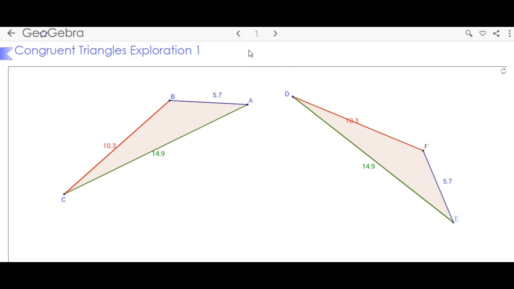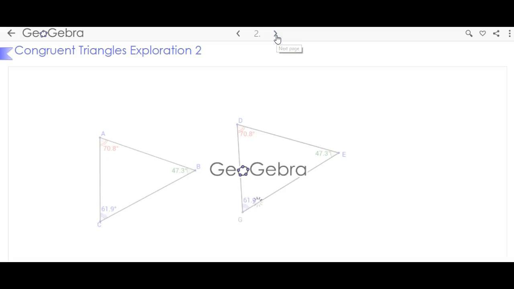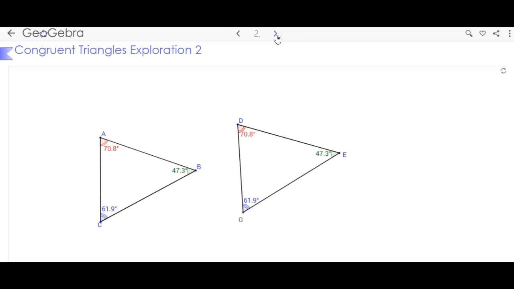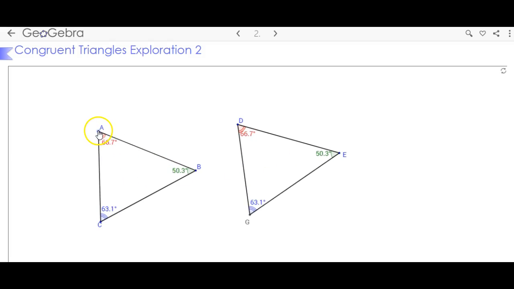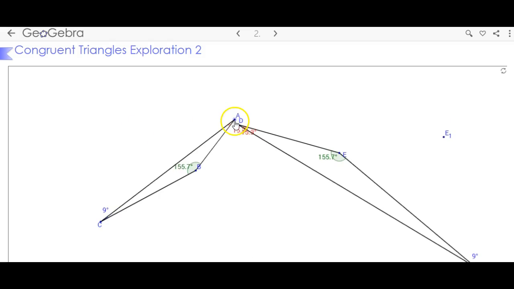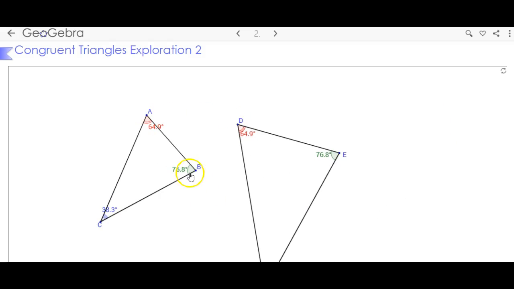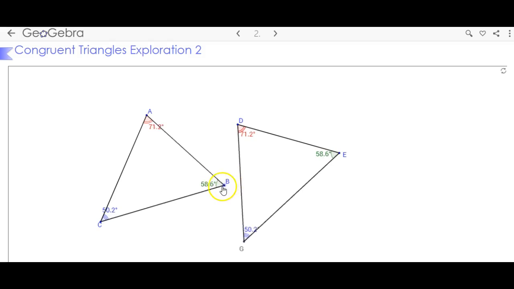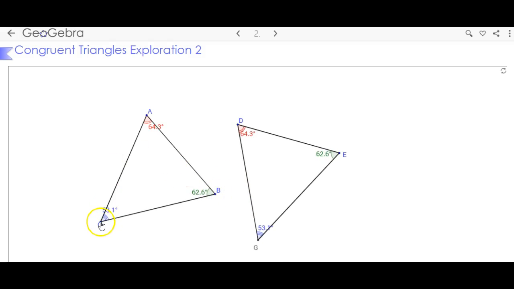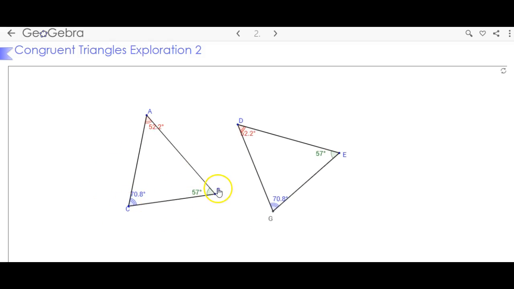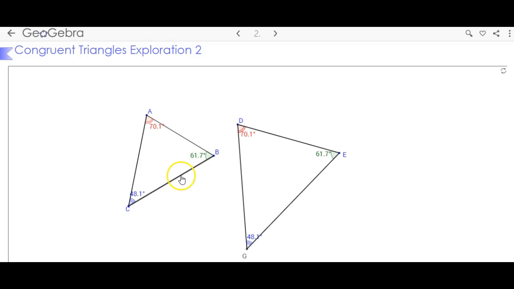Looking back at our GeoGebra, I can just click the arrow to look at problem number 2. Here we have a different set of corresponding parts that are congruent. These triangles are not congruent because they are not shaded. If I could move these around so that it's possible, but I'm just not seeing how that's going to work.